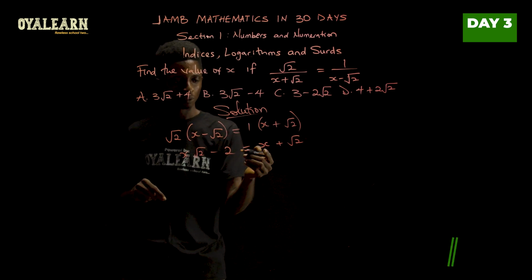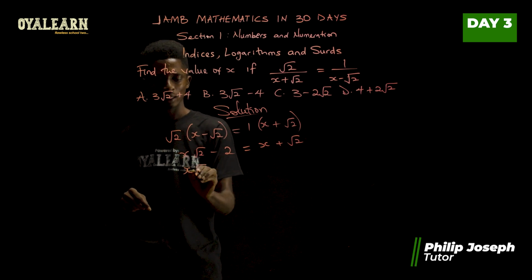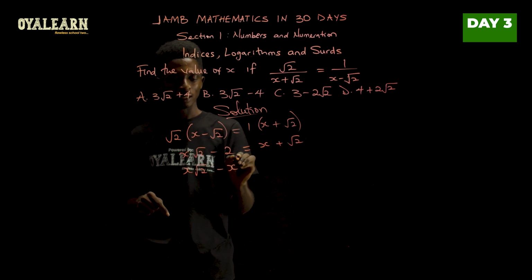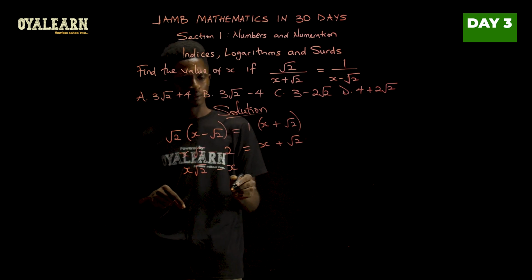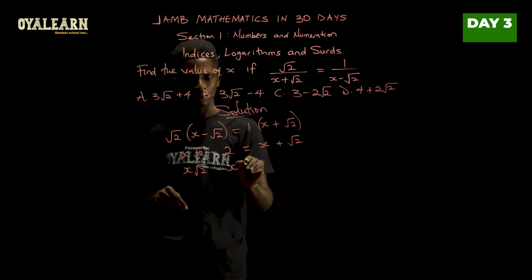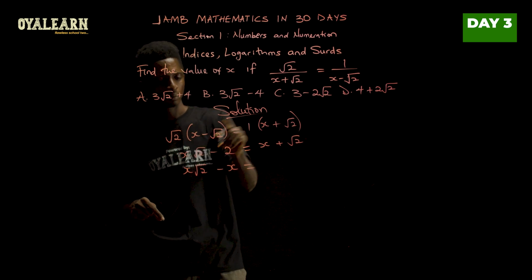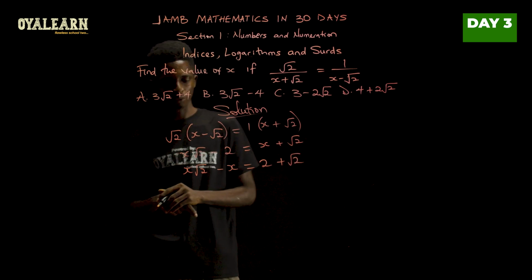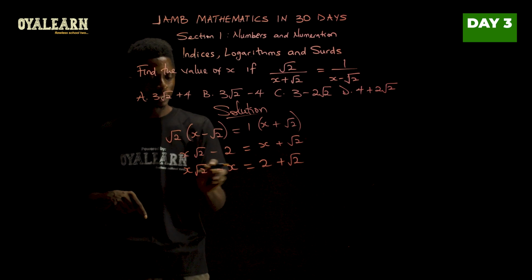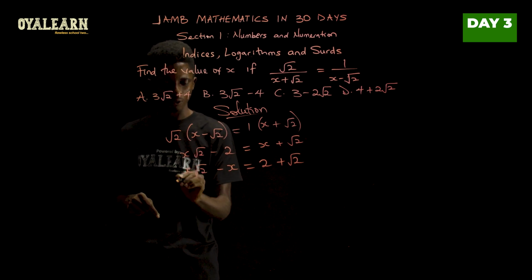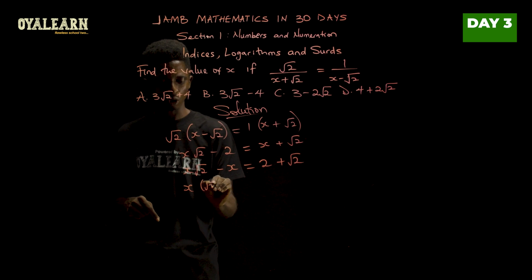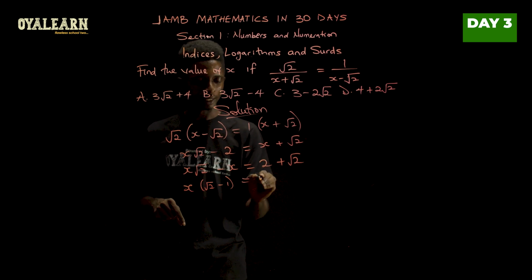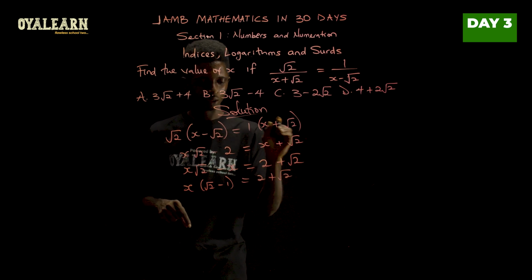When we do so, we're going to be having x surd 2 minus x equals 2 plus surd 2. Now, here we see that they have x in common. So if we call out x, we'll be left with surd 2 minus 1. And here we have 2 plus surd 2.